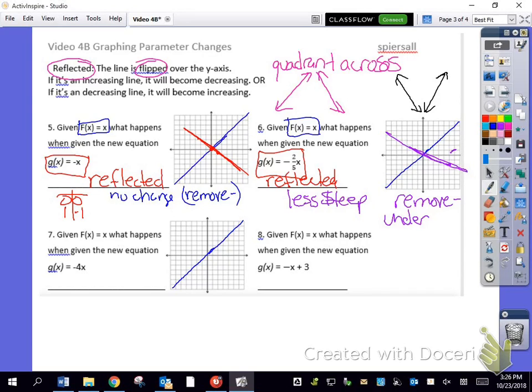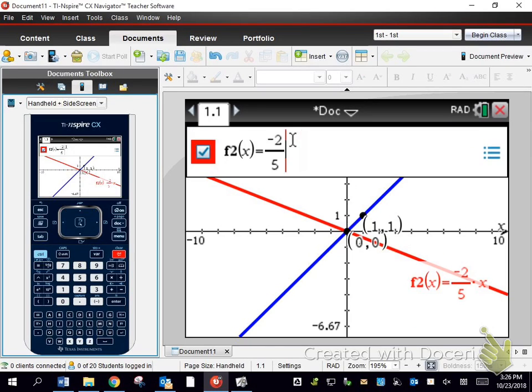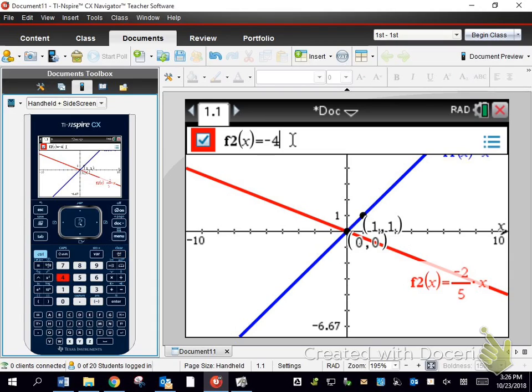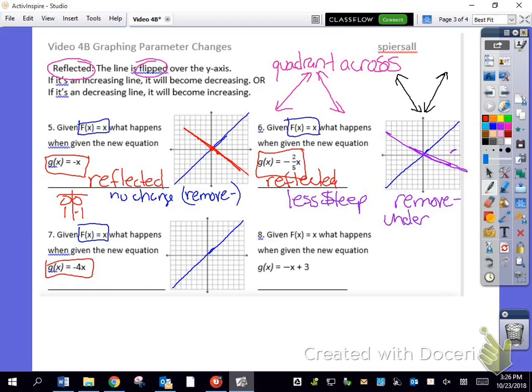All right, on 7 and 8, we're just going to graph them. So you got f of x equals x, and then g of x equals -4x. So let's see what happens there. So go up to tab, and I'm going to keep my x, I'm going to put -4x, hit enter. All right, it's definitely reflected.